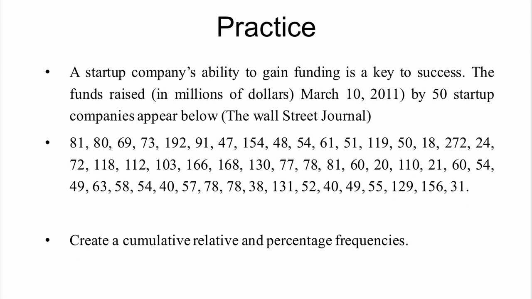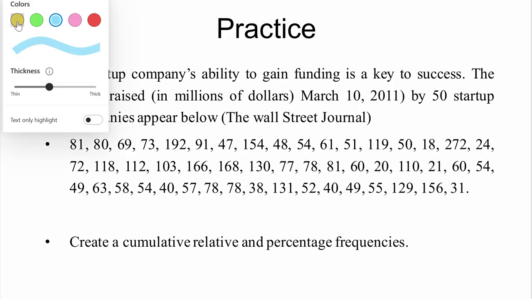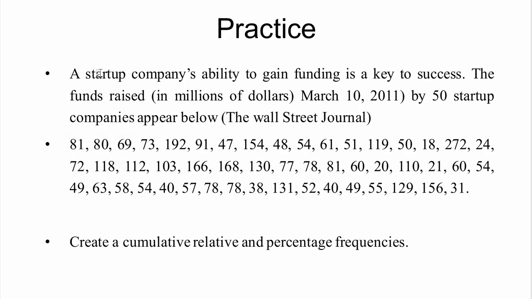Now I want you to pause the video and create a frequency distribution table for this quantitative variable. The question says, a startup company's ability to gain funding is a key to success. So here we're looking at a very small startup company trying to gain funding for its job. The funds raised in millions of dollars on March 10, 2011 by 50 startup companies appear below. And so here we're looking at 50 different companies and how much they raised.